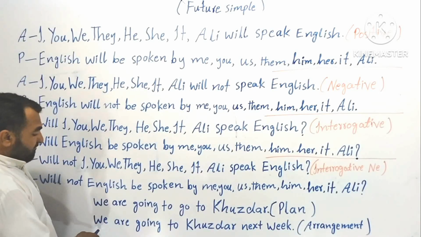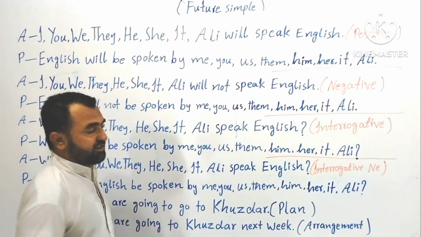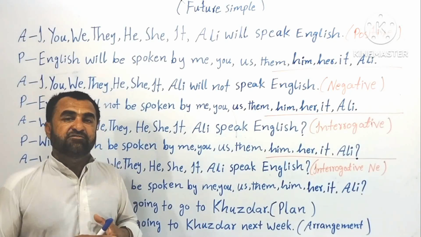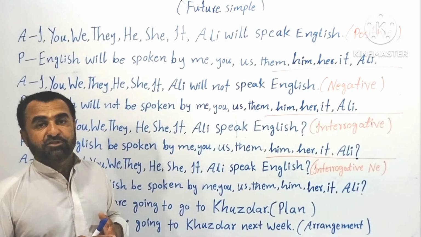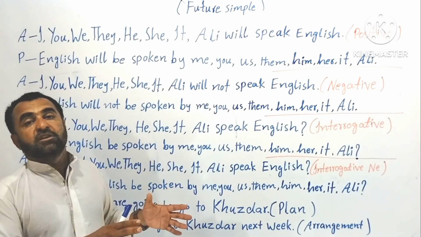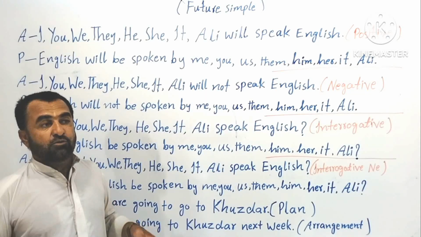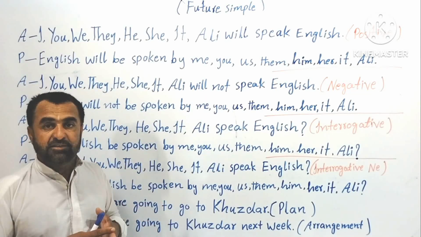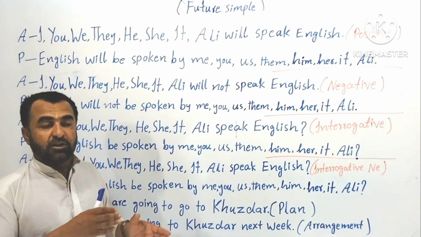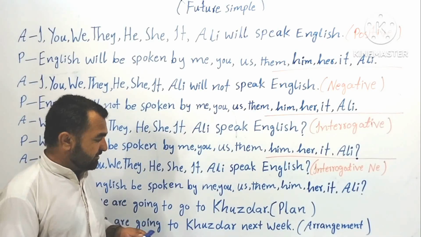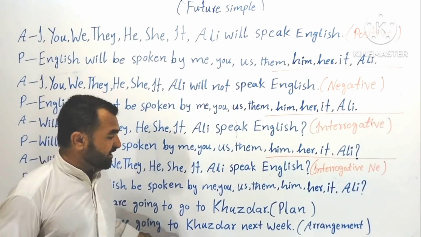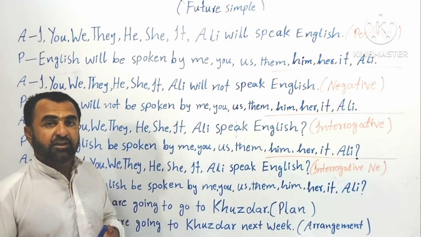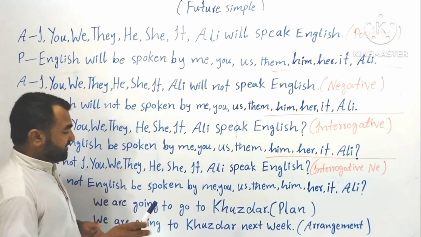Like, we are going to Khuzdar next week. We are going to Hajj next month, you can say. We are going to Hajj next year. Or we are going to America next month. Okay, so for such sentences, we put present continuous for future meaning. Understood? Now you see the difference here.